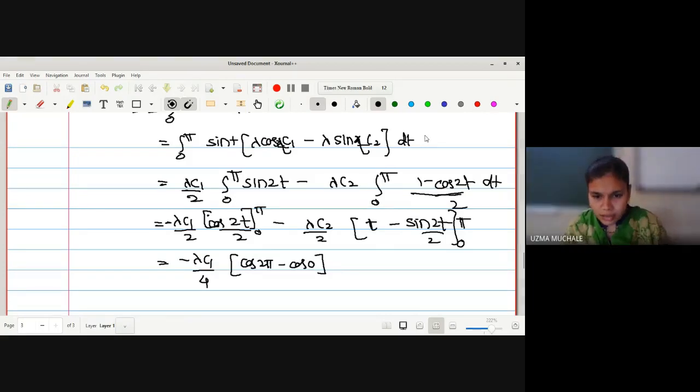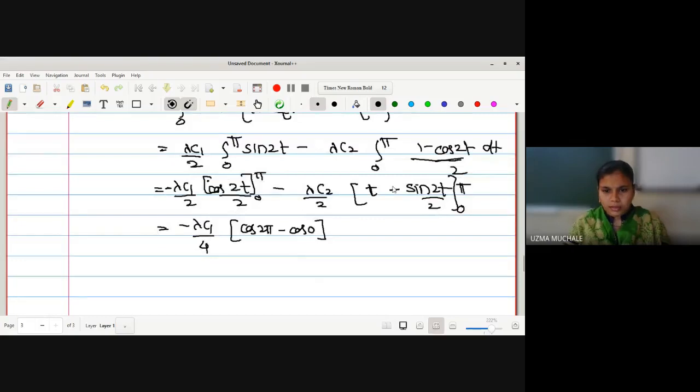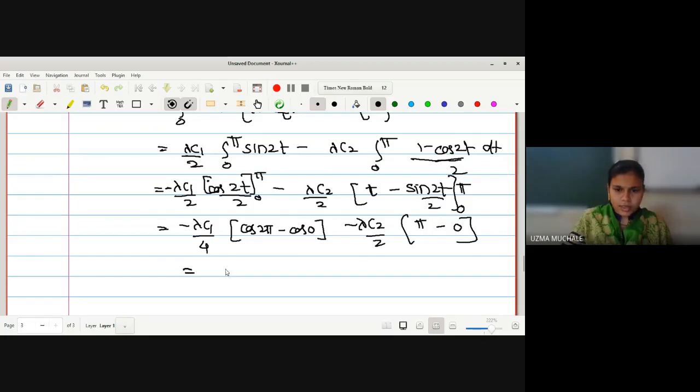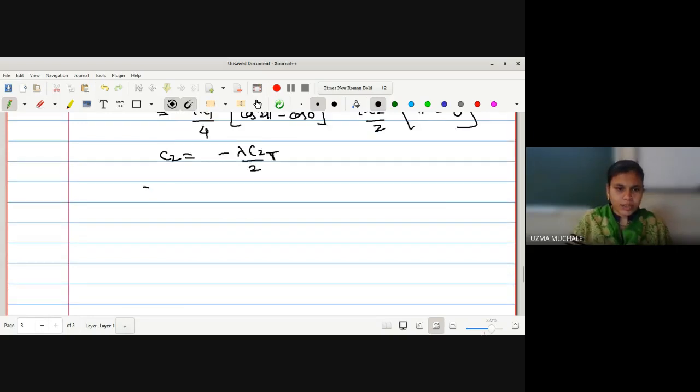So this cos of 2 pi minus cos 0, minus lambda c2 by 2, integration of t is pi. Minus, no doubt whatever you calculate, sin pi, sin 0, it is 0. The first term is 0, we get only the second term, minus lambda c2 by 2 into pi. If you take c2 outside, it will be nothing but 1 plus lambda pi by 2, which is equal to 0.